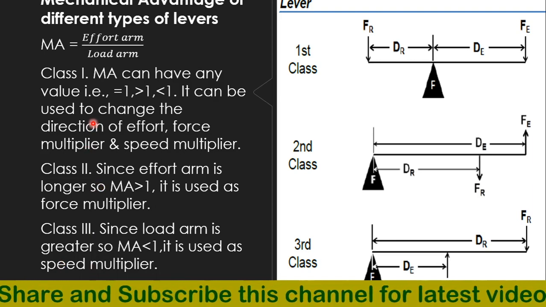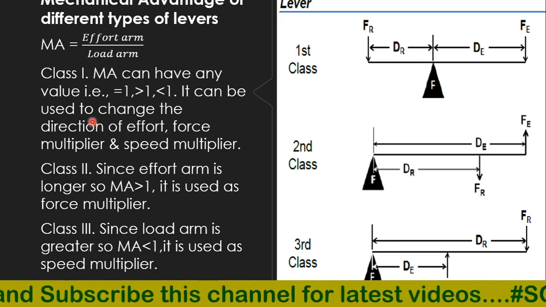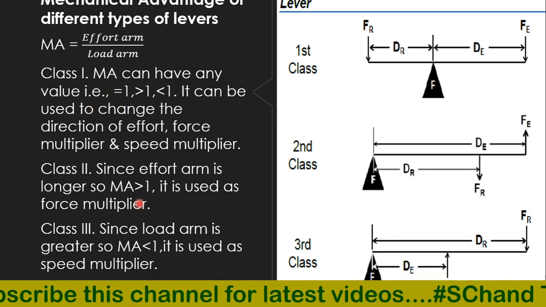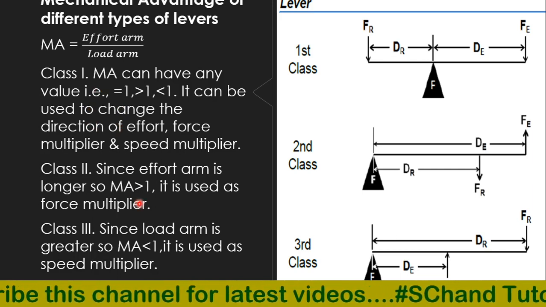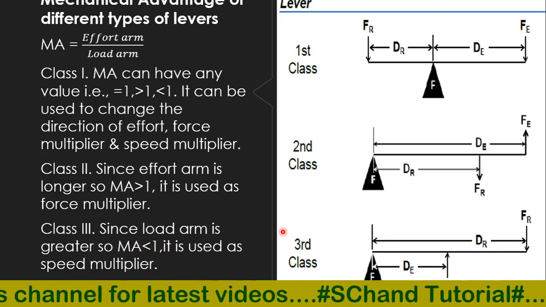So simply you remember, first class lever can have mechanical advantage equal to 1, less than 1, or greater than 1. It can have any value. Second class lever is always greater than 1, so it acts as a force multiplier, and third class is always less than 1, so it acts as a speed multiplier.